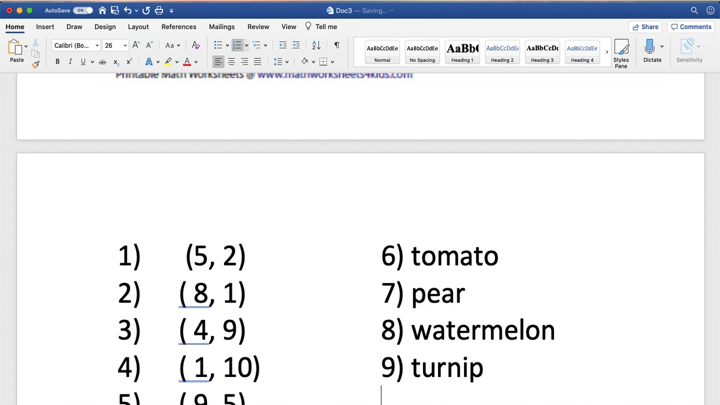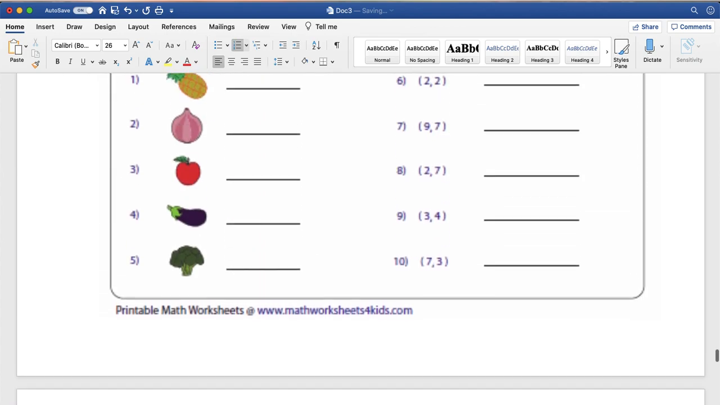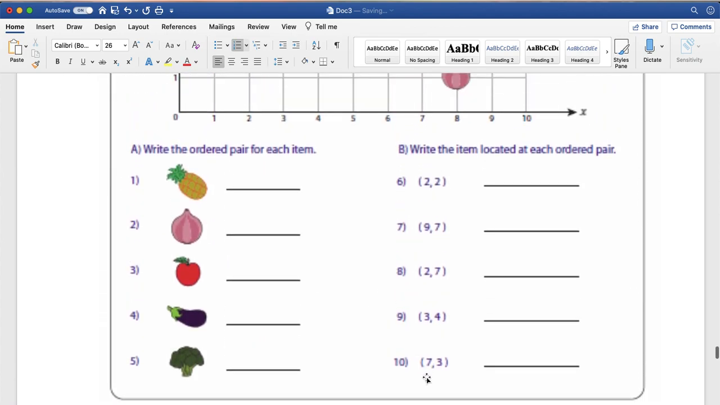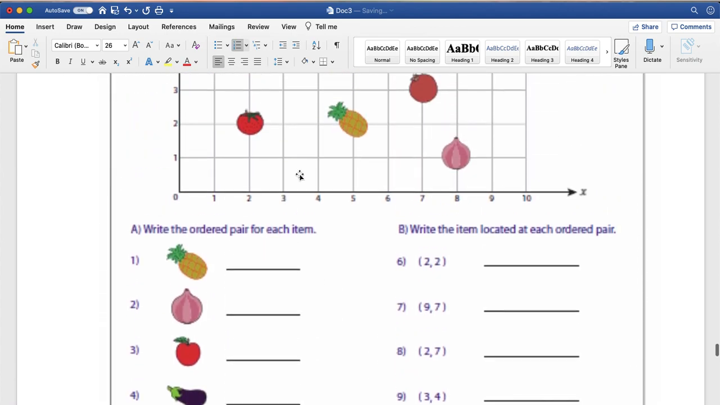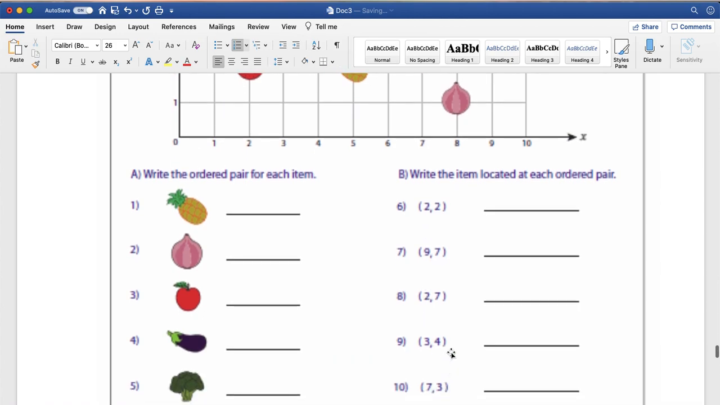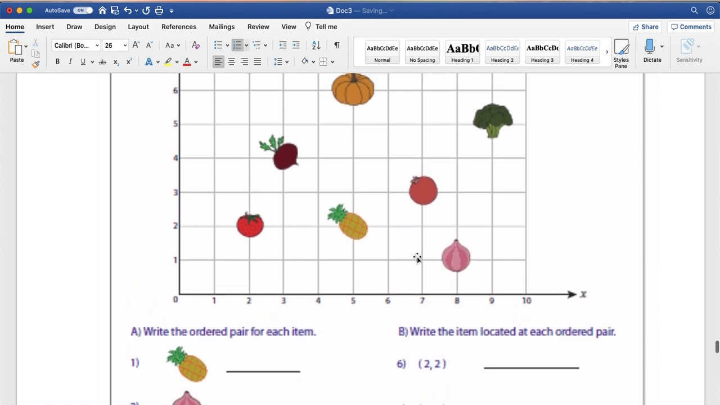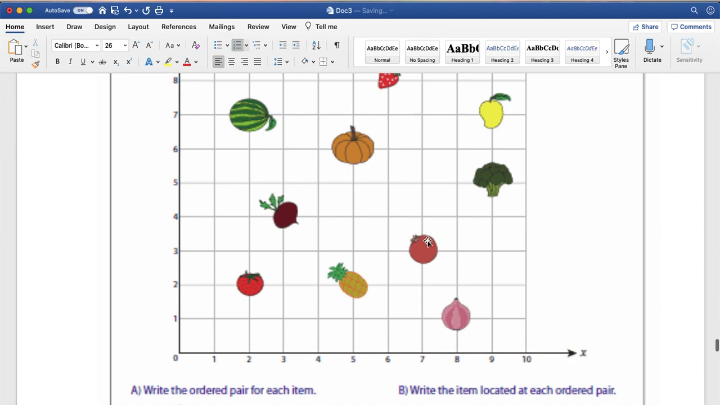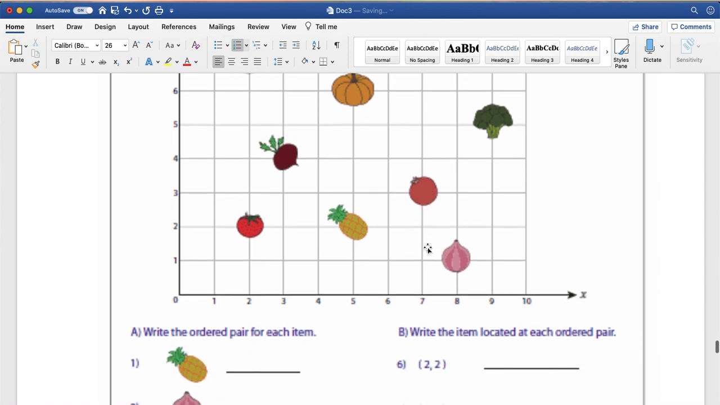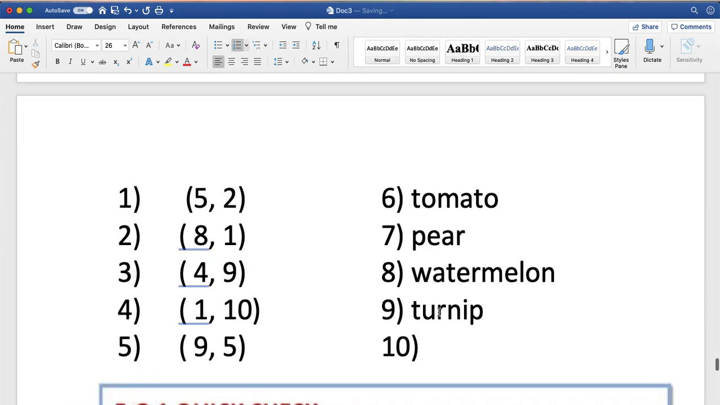Okay, and then last one. This says run across 7 times. 1, 2, 3, 4, 5, 6, 7. And then it says jump up 3 times. 1, 2, 3. And I end right over here. Looks like a tomato.